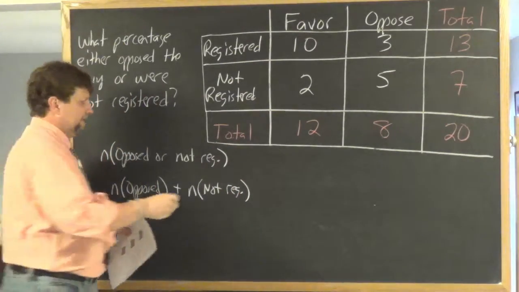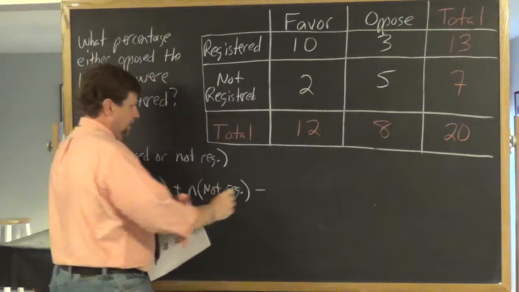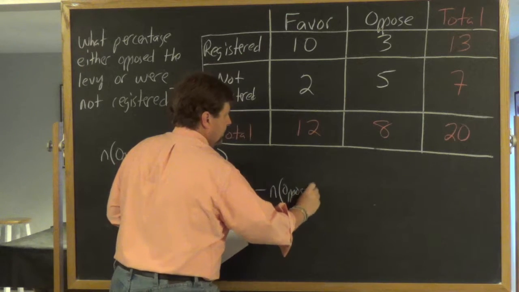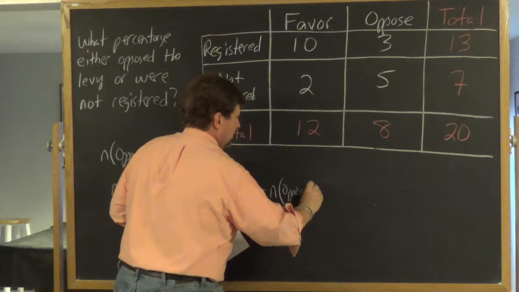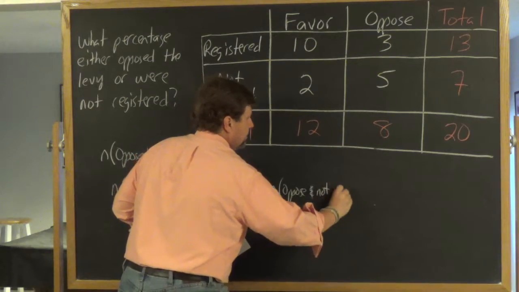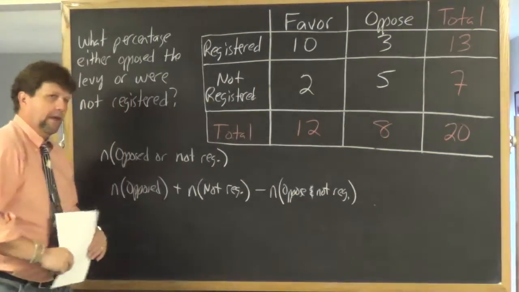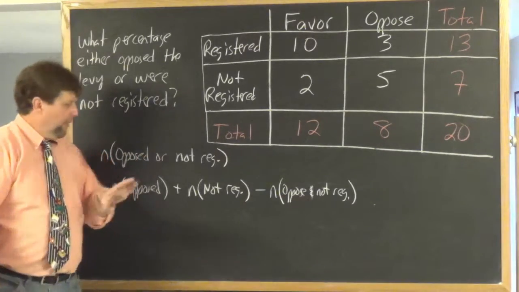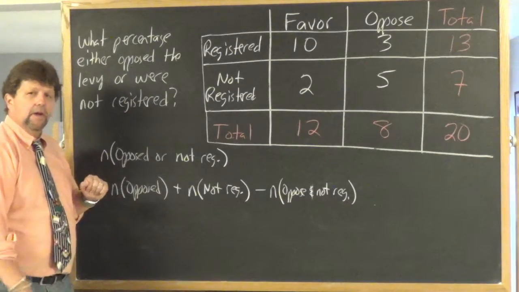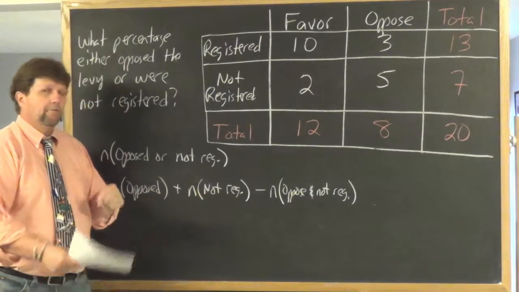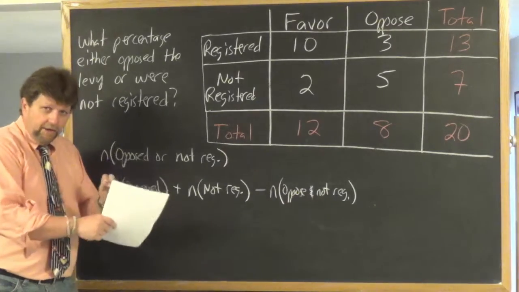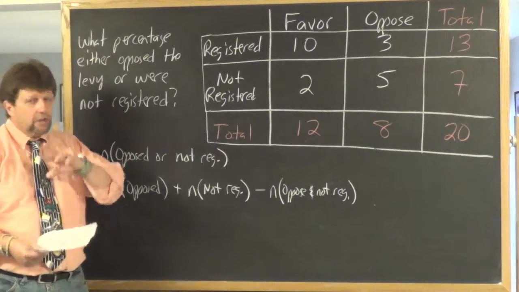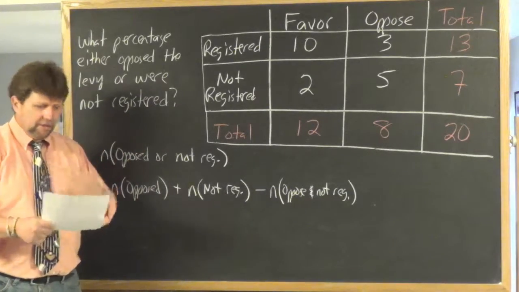And then here's a key piece. Minus the number of folks who opposed and not registered. Okay. So to get the number of folks who were opposed to it or not registered, we have to see, well, how many were opposed plus how many were not registered, and then we have to subtract off those folks who might be opposed and not registered, because we'd be counting them twice otherwise. So we have to subtract them off.